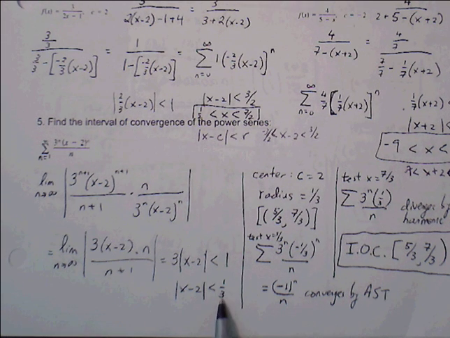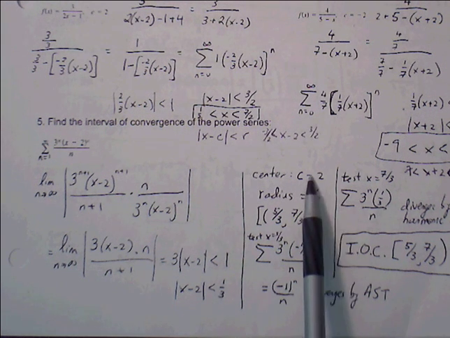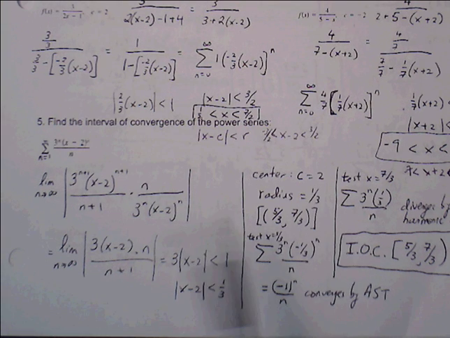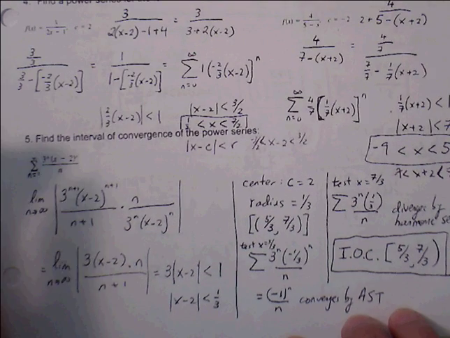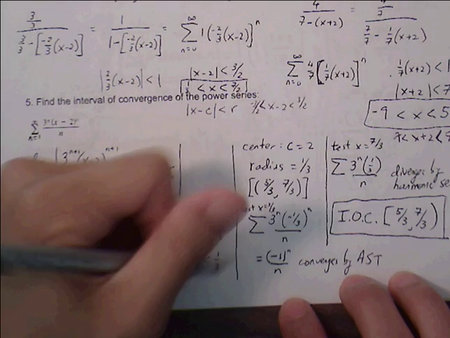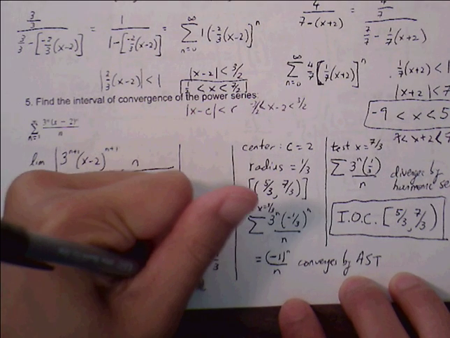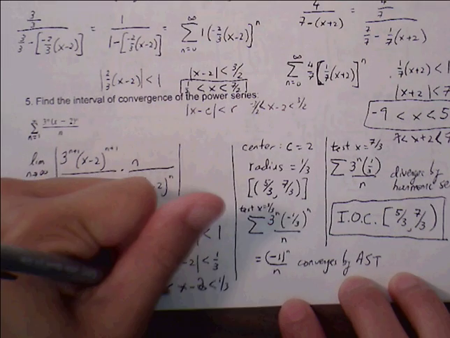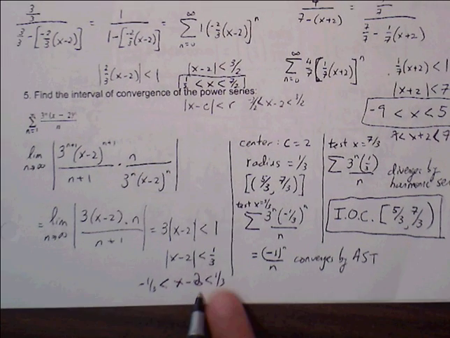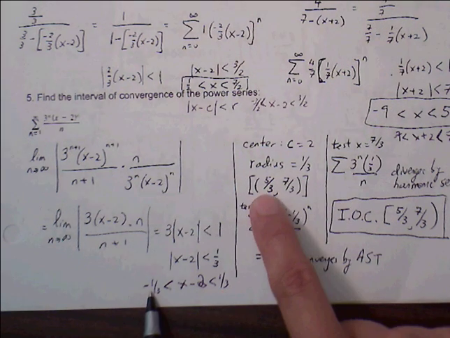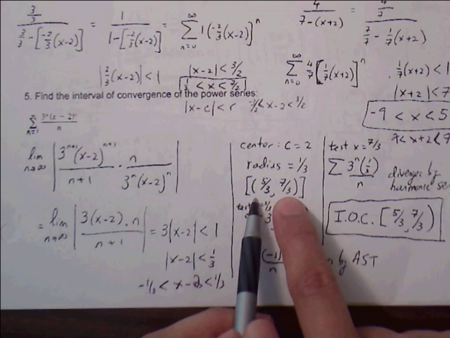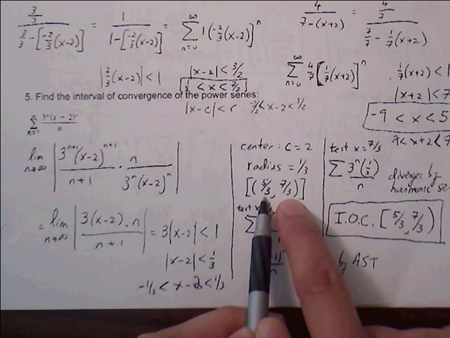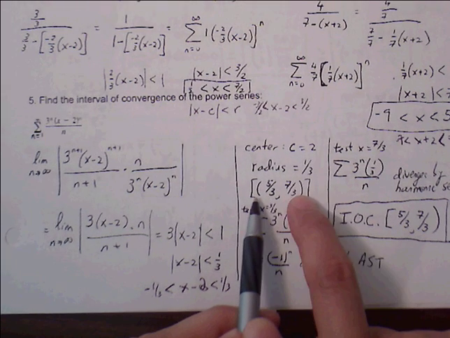Here's our center. Here's our ratio. Here's our radius of convergence. Because the absolute value of x minus 2 is less than 1/3, we can simplify further and say x minus 2 is between -1/3 and 1/3. When I add 2 to both sides, 2 minus 1/3 becomes 5/3 and 2 plus 1/3 will be 7/3. So my initial interval of convergence will be between 5/3 and 7/3, and then we have to test the endpoints.